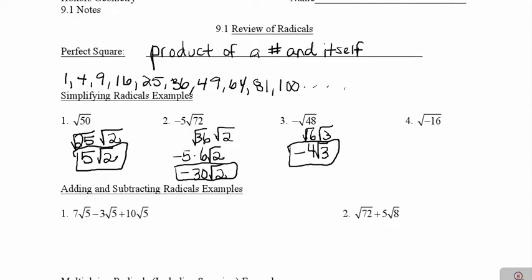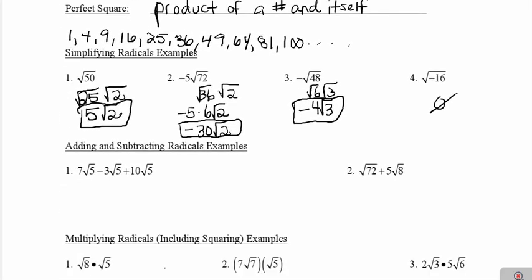Now example 4, I have the square root of negative 16, and notice that none of the perfect square numbers are negative, because you can't take a number and multiply it by itself and get a negative. The only way to get a negative product is if one of the numbers is positive and one is negative. So this one would actually be no solution, because we can never take the square root of a negative number. So that's just simplifying radicals.